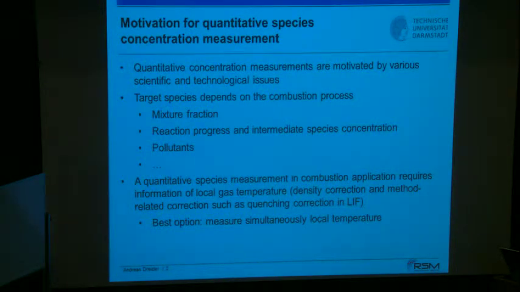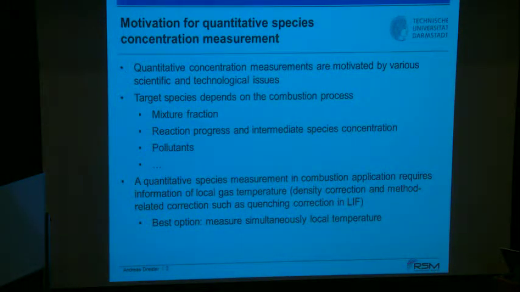Because if you have a change in your signal for a certain species, let it be LIF, for example, looking for a species like NO, the signal can change because of the concentration. But if you have as well a variable temperature, which you have, then you have a variable density, and for a fixed probe volume, which is given in an experiment, only due to the temperature change the signal changes as well. And that's why you have to correct for this effect. And so there's no other way, I would say, than to directly measure simultaneously the local temperature. I say this is the best option.